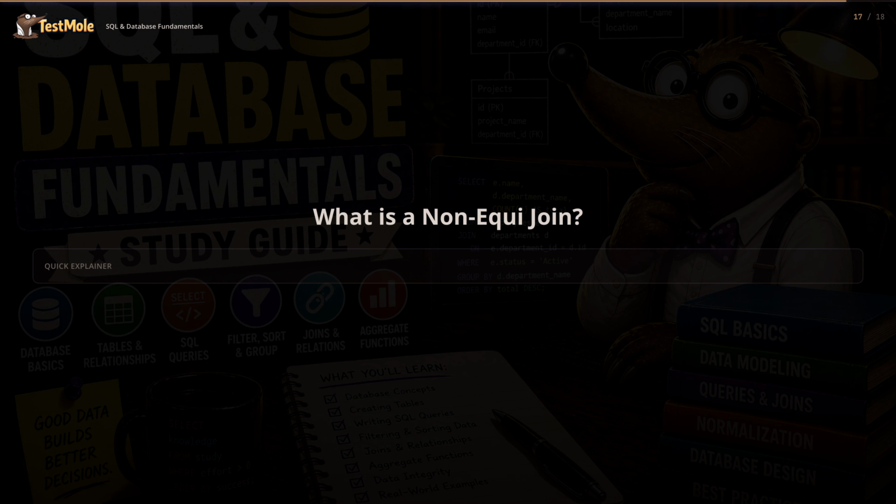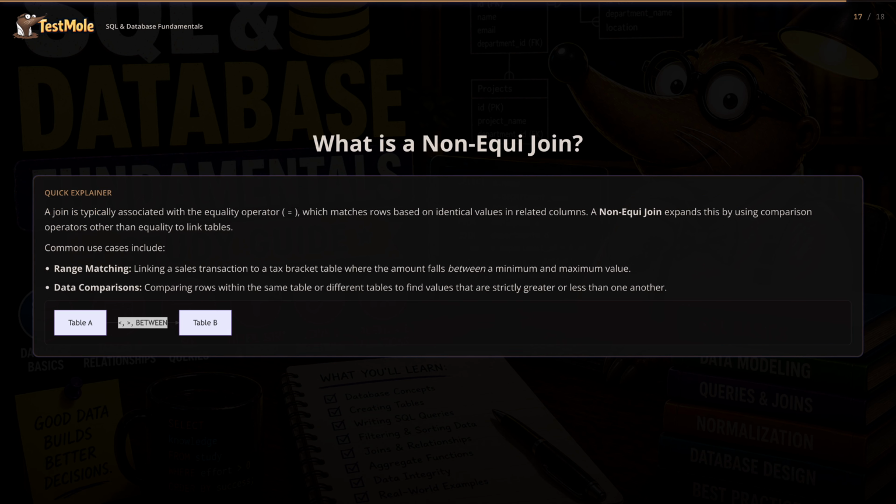What is a non-equi join? A join is typically associated with the equality operator, the equal sign, which matches rows based on identical values in related columns. A non-equi join expands this by using comparison operators other than equality to link tables. Common use cases include range matching, linking a sales transaction to a tax bracket table where the amount falls between a minimum and maximum value. Data comparisons, comparing rows within the same table or different tables to find values that are strictly greater or less than one another.